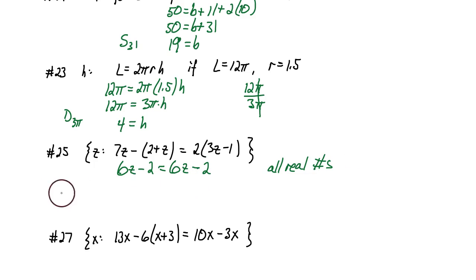If you don't believe that, try a few. For example, what happens if z was 1? 6 times 1 is 6, and 6 take away 2 is 4. And on the right side, when z is 1, you also get 4.